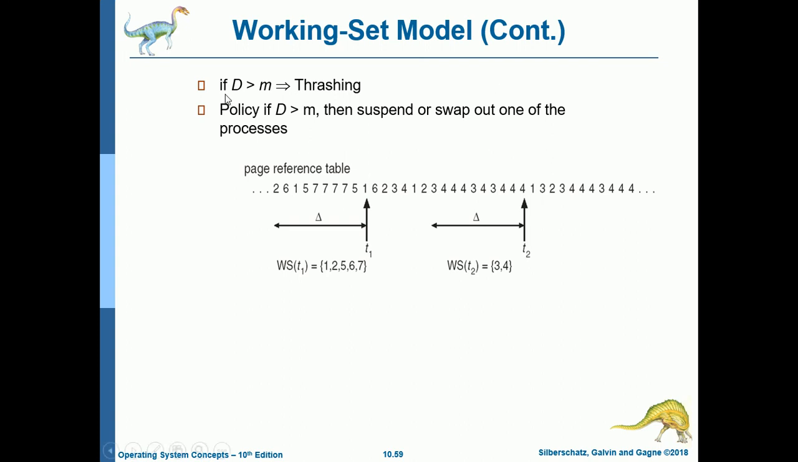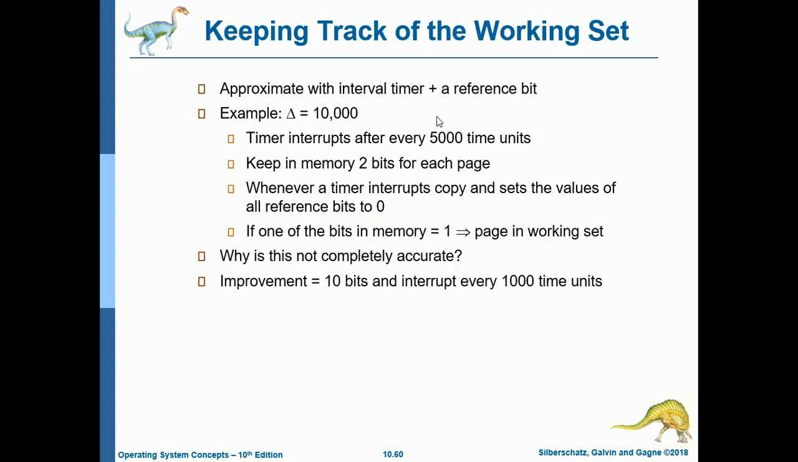So again, if D is greater than M, where M is the total number of available frames, it will cause thrashing. So the policy is: if D is greater than M, suspend or swap out one of the processes. So, keeping track of the working set.